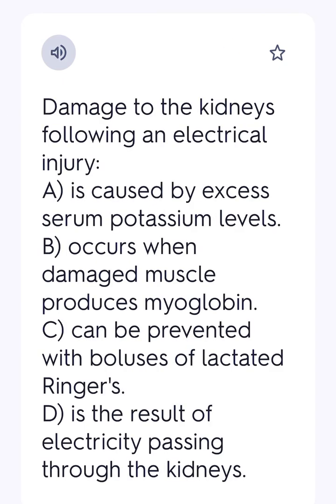Damage to the kidneys following an electrical injury, A. is caused by excess serum potassium levels. B. occurs when damaged muscle produces myoglobin. C. can be prevented with boluses of lactated ringers. D. is the result of electricity passing through the kidneys.